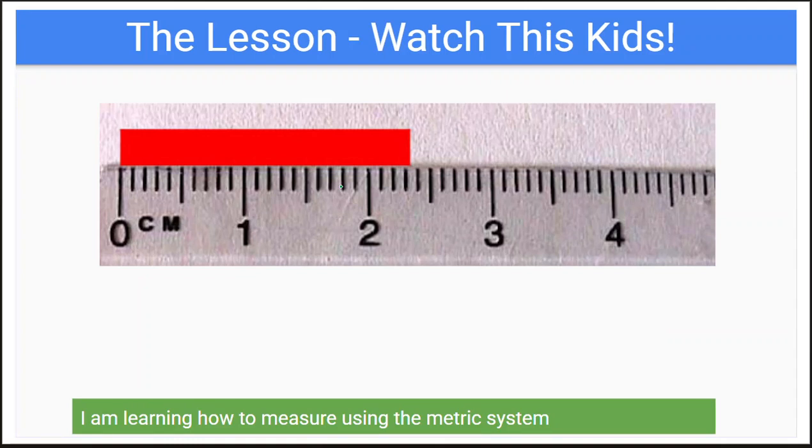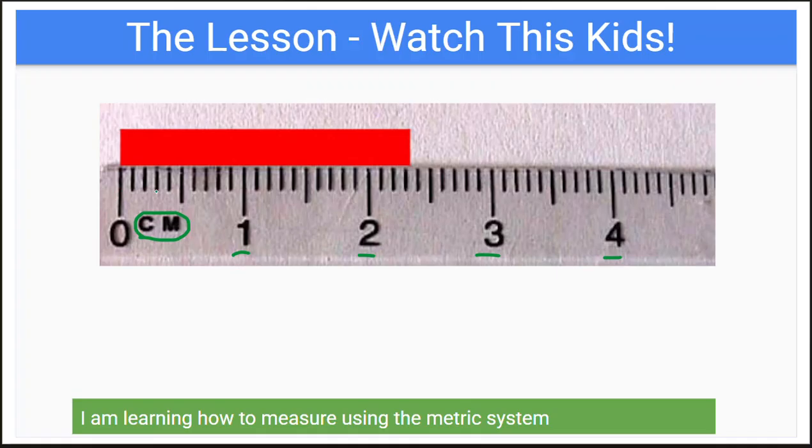Right here, we have a ruler, and you can tell that this is the metric system because usually they put a little cm right here. Okay, that stands for centimeters. Now, a lot of kids get confused and they think that each one of these little lines right here is a centimeter. But remember that I told you before that 10 millimeters makes up 1 centimeter. So in this ruler right here, we have 1 centimeter, 2 centimeters, 3 centimeters, 4 centimeters, and each centimeter is made up of 10 millimeters.